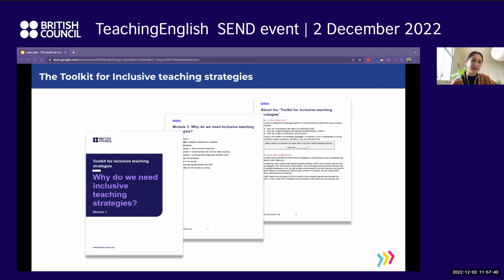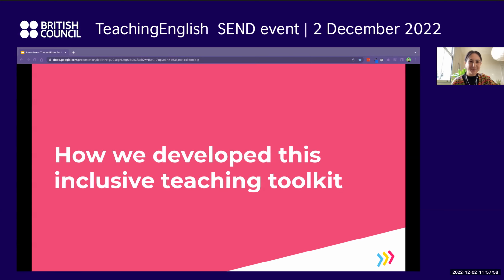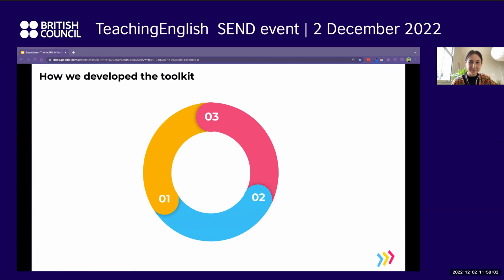So the toolkit that we've developed with the British Council is designed to help learners feel more included in the remote language teaching classroom. And before I show you the toolkit, I'll just share how we arrived at a toolkit like this and some of the research and testing that went into it, as it's always interesting, for me at least, to see a little bit behind the scenes of resources that we work with. So how we developed this inclusive teaching toolkit. So kind of 3 stages or parts to how we developed the toolkit. So the first one is we looked at the foundations and thought about the foundational thinking.